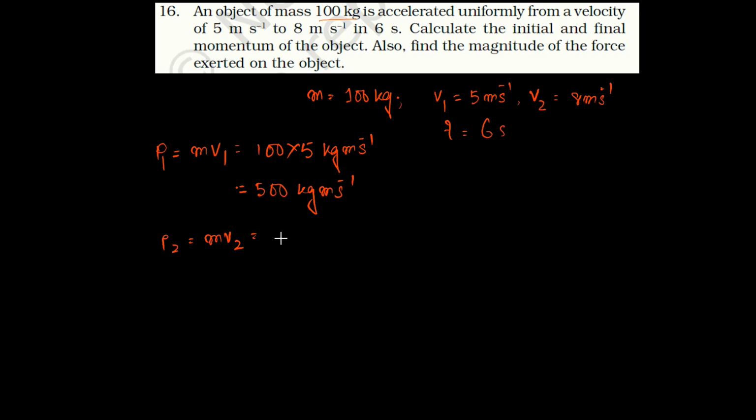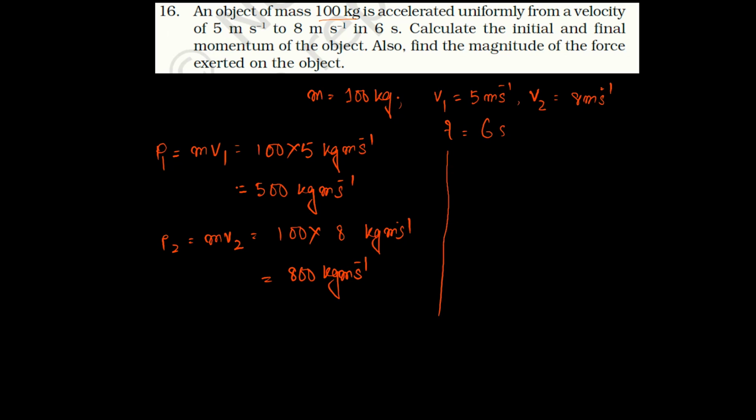Now what is the second or final momentum? P2 is mV2. That is nothing but 100 into 8, since the second velocity is given as 8. So it is going to be kg meter per second. It is nothing but 800 kg meter per second. So we have got the two momentums, the initial momentum and the final momentum.